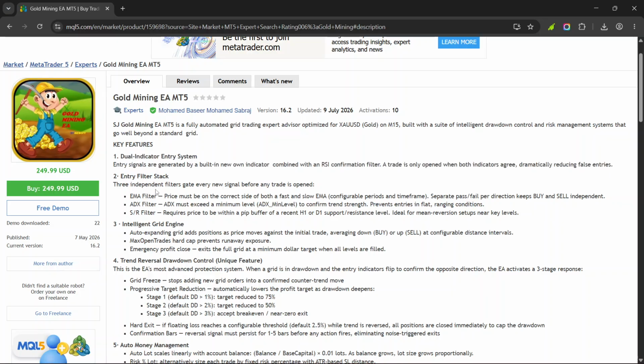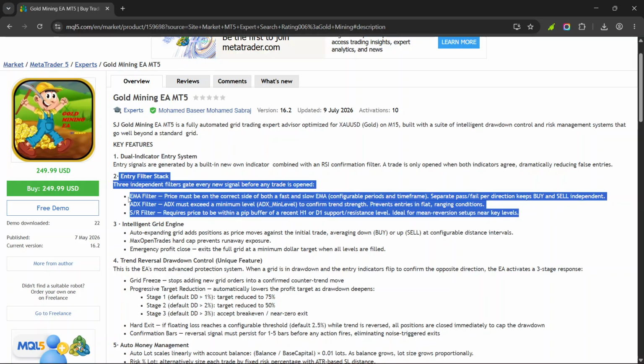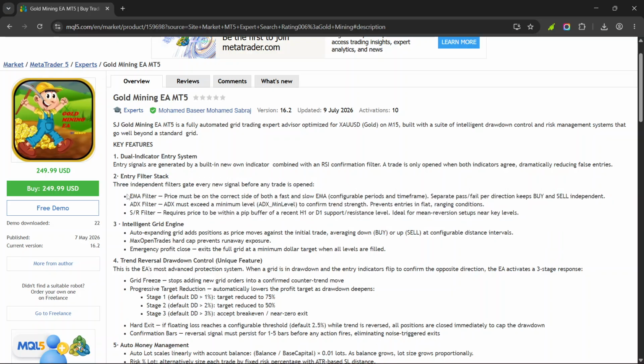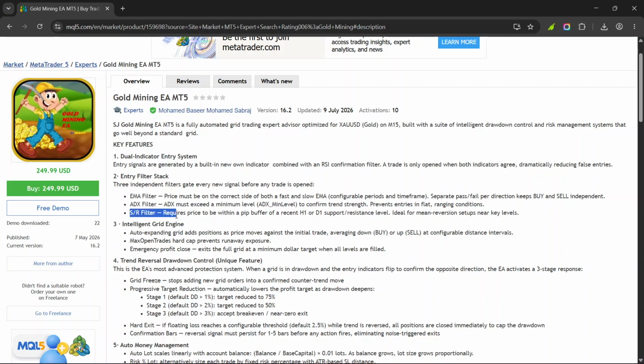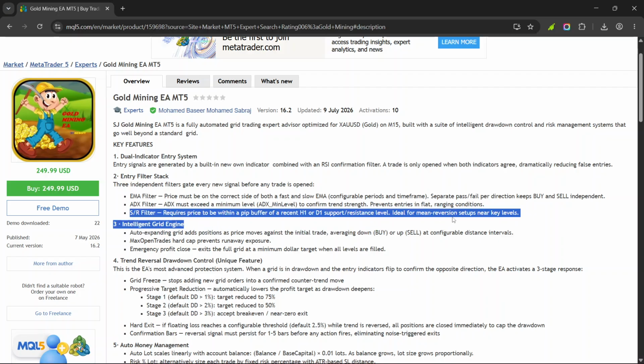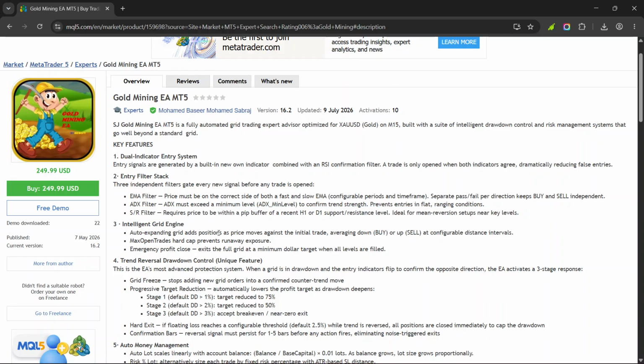Before any trade fires, there's a full entry filter stack, which is first an EMA filter. The price has to be on the correct side of both fast and slow EMAs with separate logic for buys and sells, and an ADX filter that requires the ADX to be above a minimum level to confirm real trend strength and avoid flat ranging markets. And finally, an S/R filter, where price needs to be near recent H1 or D1 support or resistance levels for better mean reversion setups.